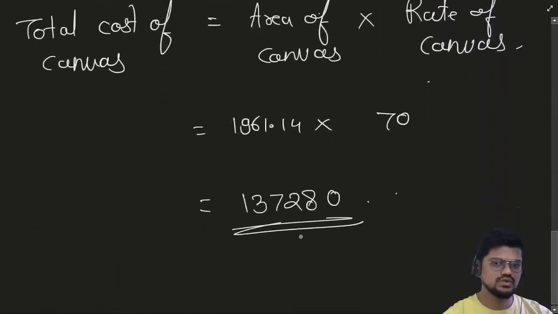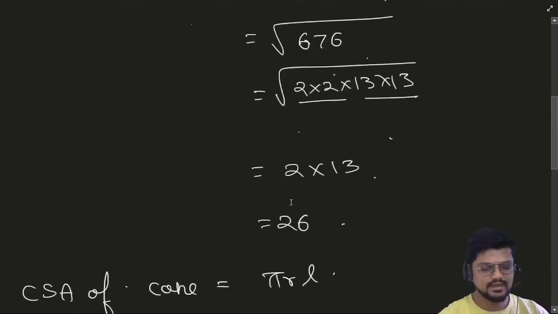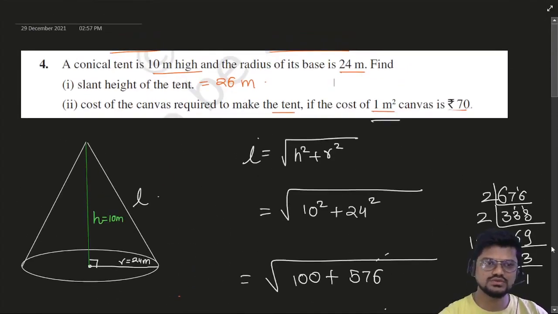Yeah. So this is what you will get: 137280 rupees, right? So 1,37,280 rupees you will need to cover the tent with canvas. Clear? Now let's move to the next question.